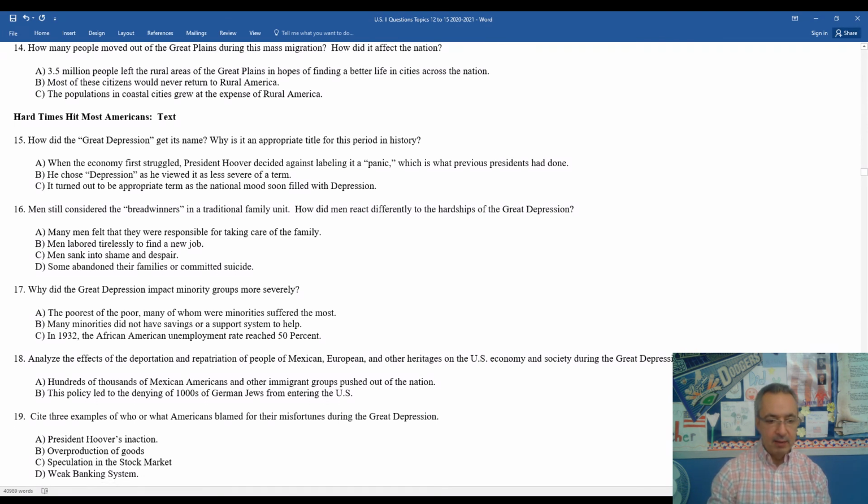18. Analyze the impact of the deportation of people of Mexican, European, and other heritage on the U.S. economy and society during the Great Depression. Well, during this period of time, hundreds of thousands of Mexican Americans and other immigrant groups were pushed out of the country. Also, we denied entrance. We had a wide variety of immigration acts in effect, and during this period of time, we denied German Jews from entering the United States. You can just fast forward in history and realize how catastrophic and tragic that was for a lot of the Jews who may have made it safely here into the United States, who later ended up in concentration camps from the 1930s into the 40s.